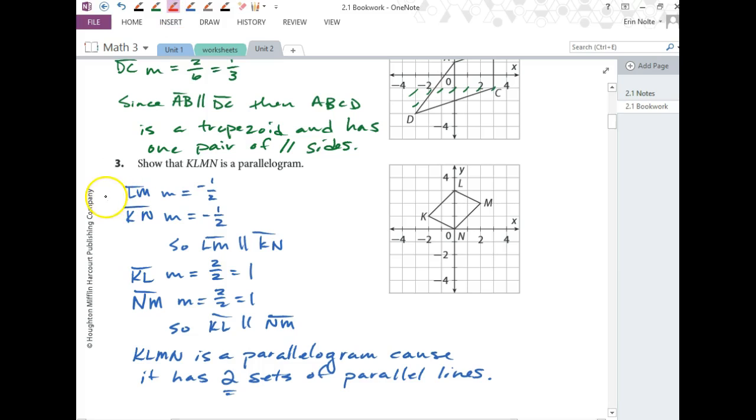Okay, so let's start with LM. To go from L to get to M, you have to go down 1 and to the right 2. Since you went down, that's a negative distance, so -1/2. So that makes sense. And then for KN, ditto, down 1/2. Right?